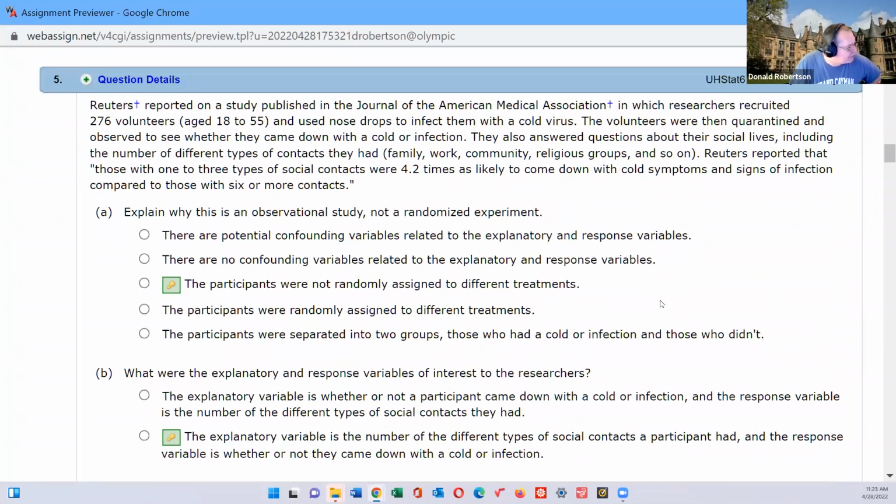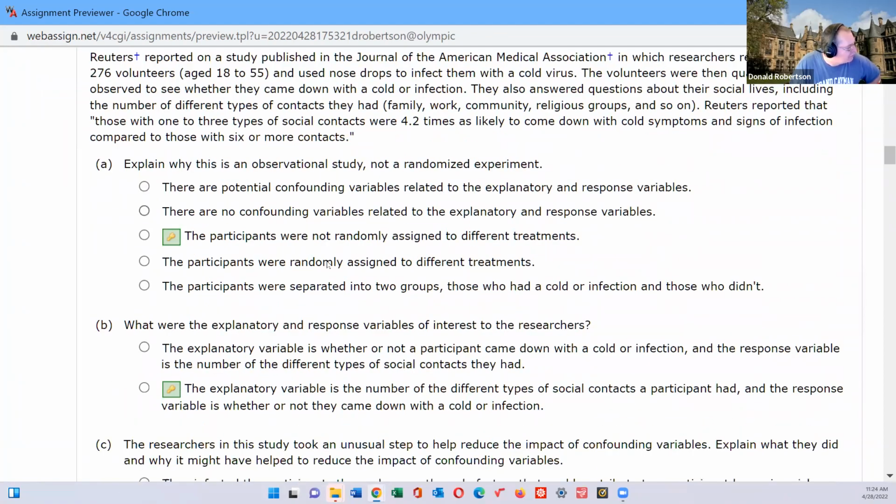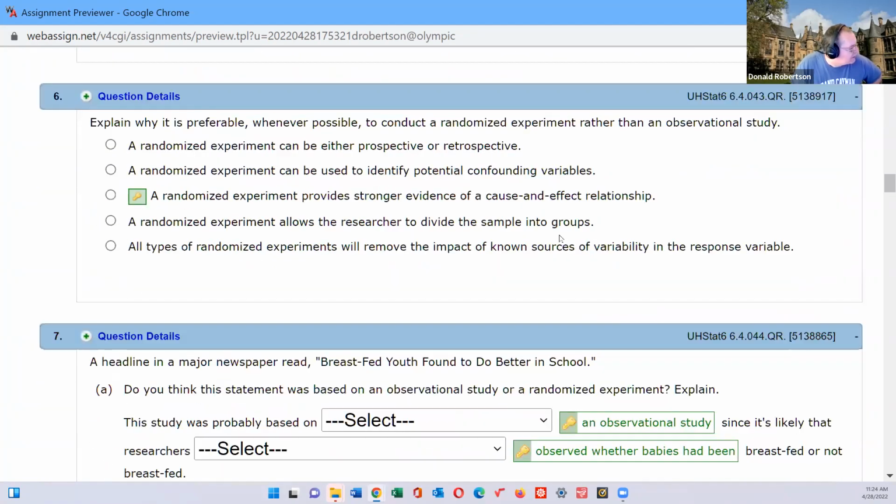So let's see what they're talking about here in this one. You can read those ones. Right, explain why it's preferable, whenever possible, to do a randomized experiment rather than observational studies.